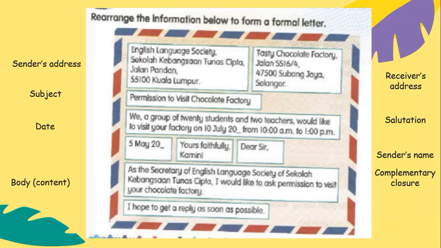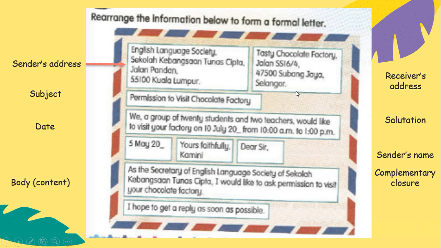Alright, let's do a little practice together. Rearrange the information below to form a formal letter. However, before we rearrange the information, let's identify each information first, shall we? The first one, English Language Society, Sekolah Kebangsaan Tunas Cipta, Jalan Pandan, 55100, Kuala Lumpur. Is it a salutation? Is it the complimentary closure? Or body content? Or the date? It is the sender's address.